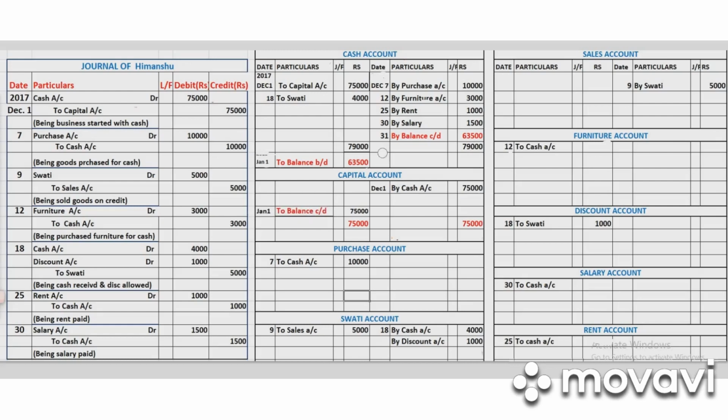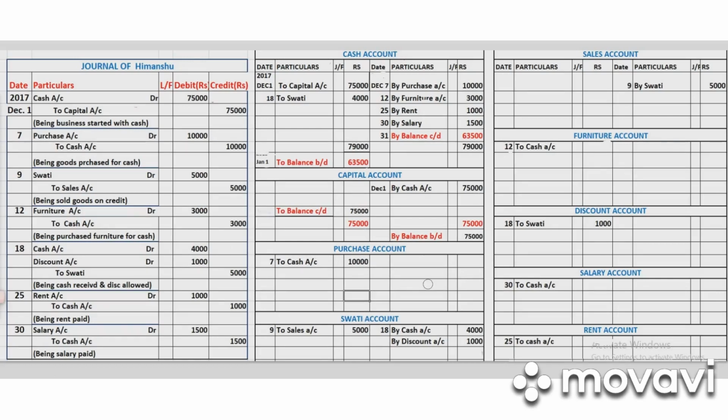This should be December 31st, so you put it as December 31st. Okay, here January 1 is written, it is December 31st. Okay, make the correction, and on this side you can see by balance brought down. Here it will be January 1st. So you correct that one, so it will be January 1st here, right? Okay, so that is the capital account.